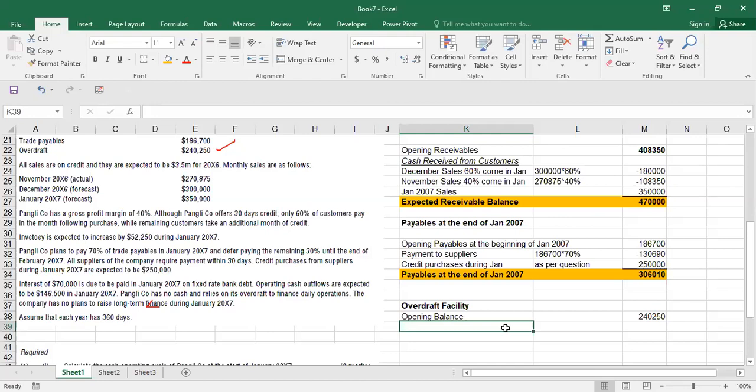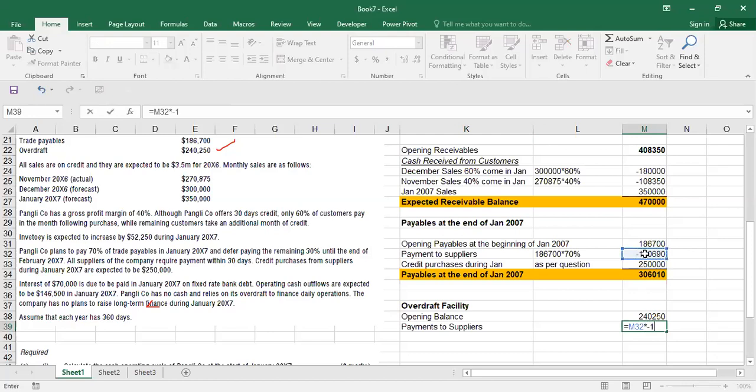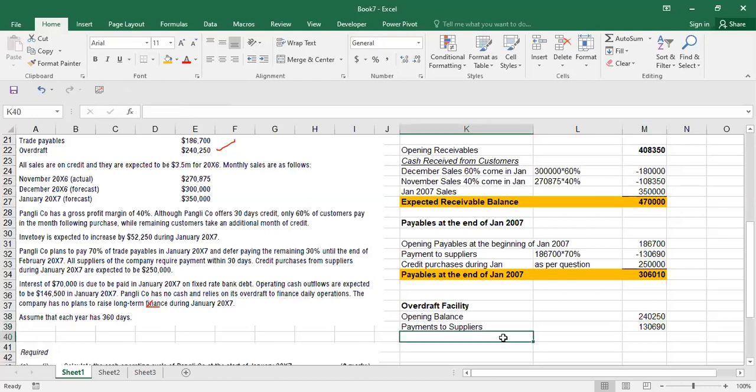Then you will say payments to suppliers, and whichever payment you make to suppliers, you will multiply by -1. So this is my already existing overdraft, plus I need to pay my suppliers, so the overdraft facility will further increase. Then you have the payment for operating expenses, which will further increase your overdraft facility, which is, I think, 146,500.